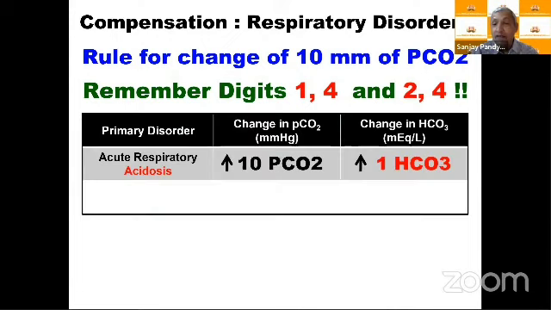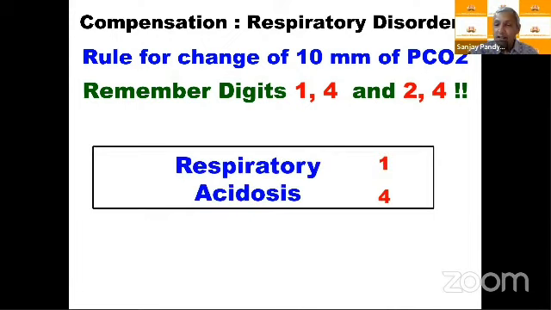We have discussed that the compensation for respiratory disorder is done by the kidney, and the kidney takes time. Therefore, in acute respiratory acidosis, the change in bicarbonate is small. But with time, the kidney can manage to get compensation to a great extent. So it will be a small rise in acute respiratory acidosis, while in chronic respiratory acidosis, with time, compensation occurs more.